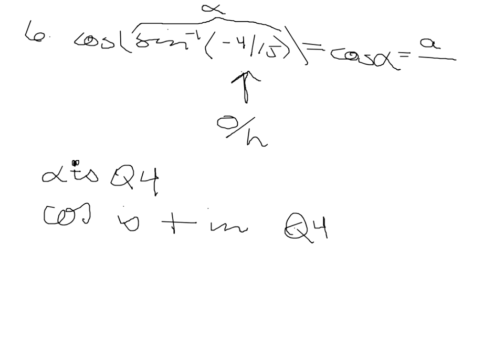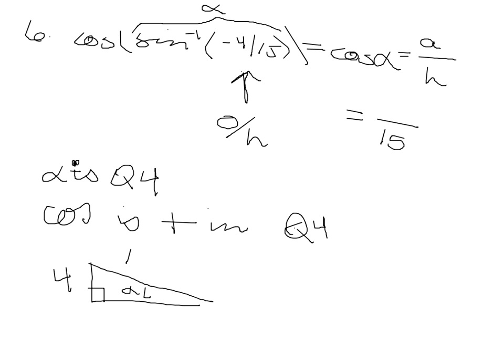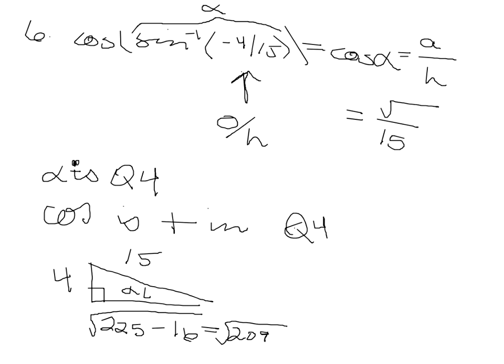Okay, and cosine is adjacent over hypotenuse. Now I know what hypotenuse is. Hypotenuse is 15. What I need to figure out is what the adjacent is. I don't worry about negatives. Here's alpha, here's 4, here's 15. So I get 225 minus 16, which is 209. So that's my adjacent. So my answer is the square root of 209 divided by 15.